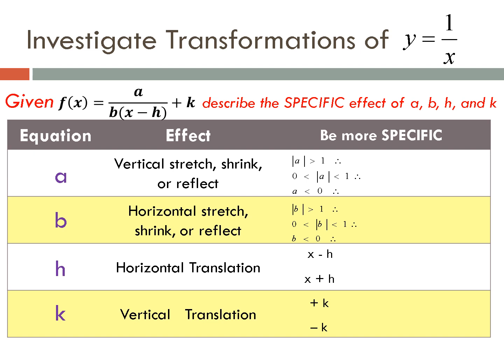All right, let's talk about how we take this parent function and move it up, down, left, and right. That's where A, B, H, and K come from. You'll notice we have A in the numerator, B in the denominator, times x minus h. If you have a B value, you're still going to want to factor it out before you do any movement up, down, left, and right, okay?